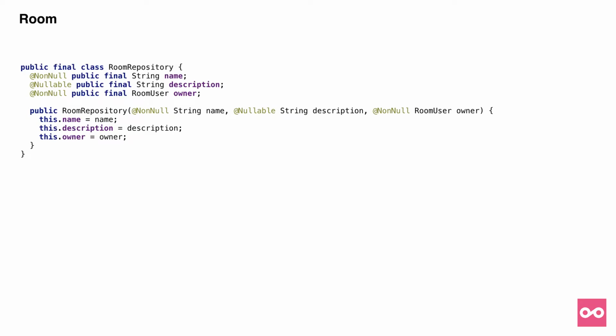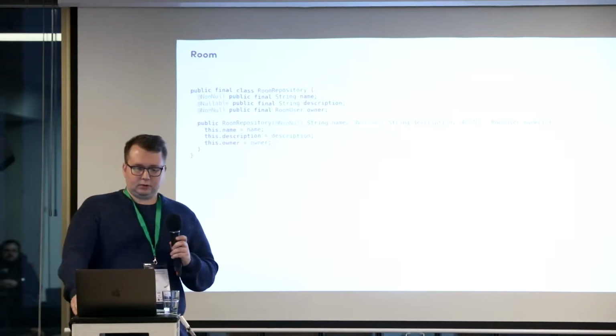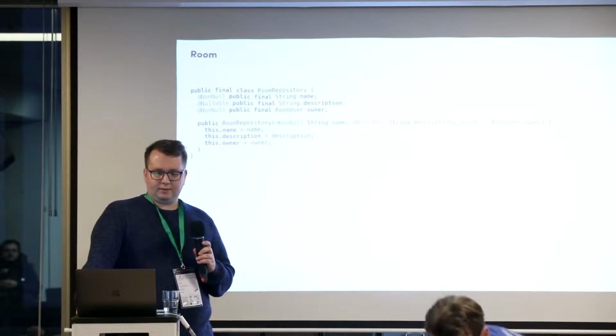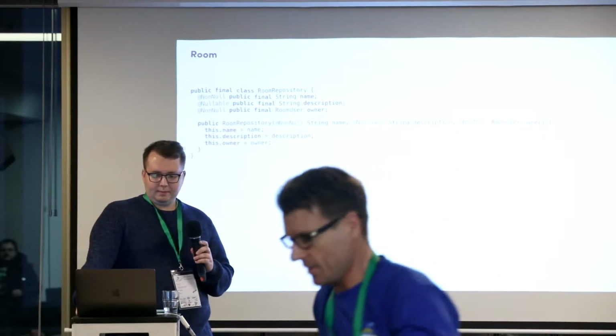Let's try to do this with Room. How would you do that? It's pretty simple. First, you need to declare a record object, or an entity. In this case, I called it RoomRepository. You have a name, description, owner, the same.